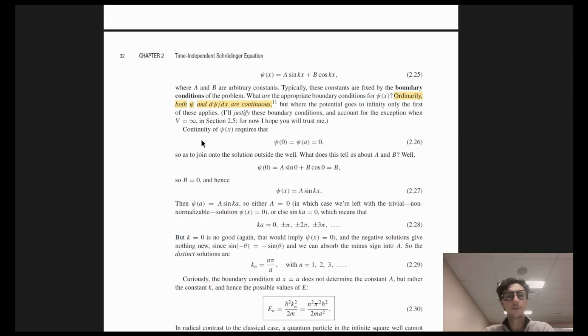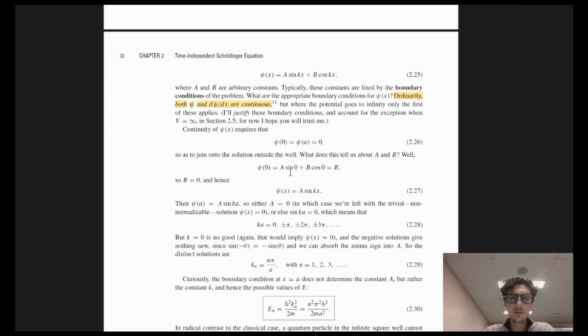We will, Mr. Griffiths. Continuity of psi of x requires that psi of 0 equals psi of a equals 0. So the wave function at the boundaries equals 0, so as to join onto the solution outside the wall. What does this tell us about a and b? Well, we plug in: psi of 0 equals a sine of 0, plus b cosine of 0, which equals b.